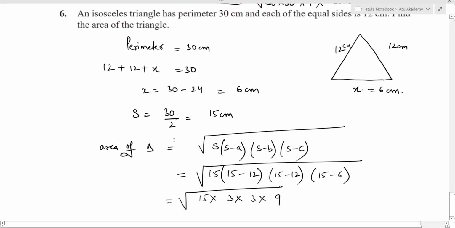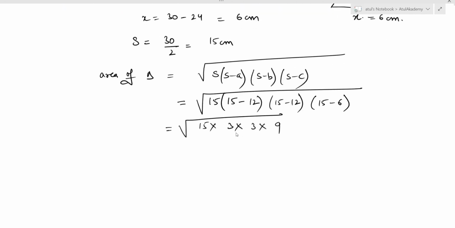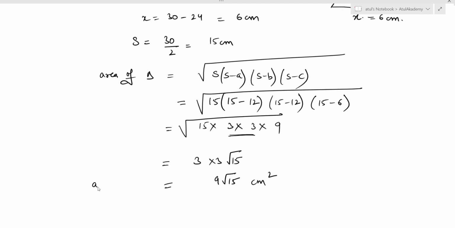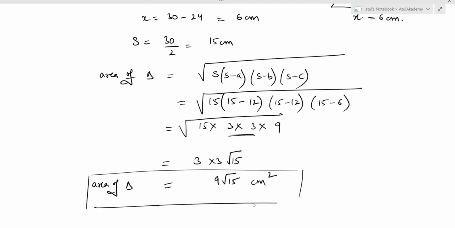So I think I got the pairs. Root 15 we can't simplify. So 3 pair you have and root 9 is 3. Root 15 will be inside. So the final answer coming out to be here is 9 root 15 units. Let's say it's centimeter only. Let us confirm once more. Centimeter square. Yeah. So the area of triangle is 9 root 15 centimeter square.